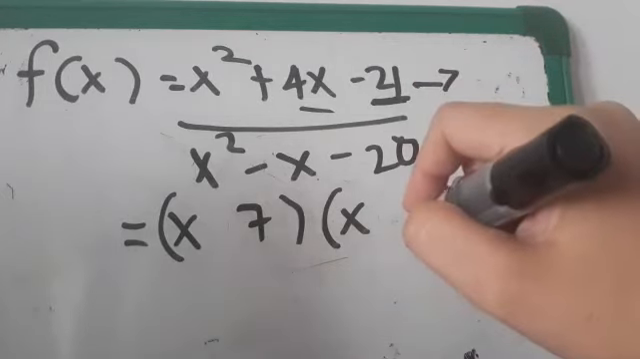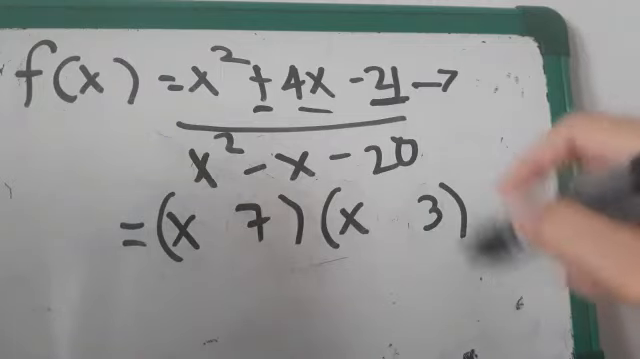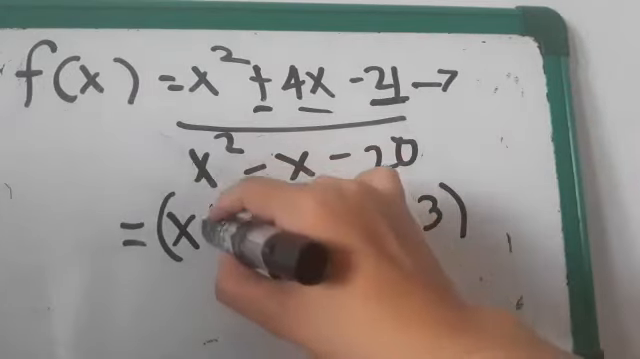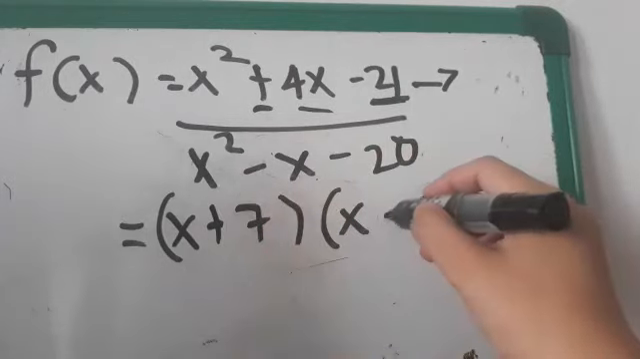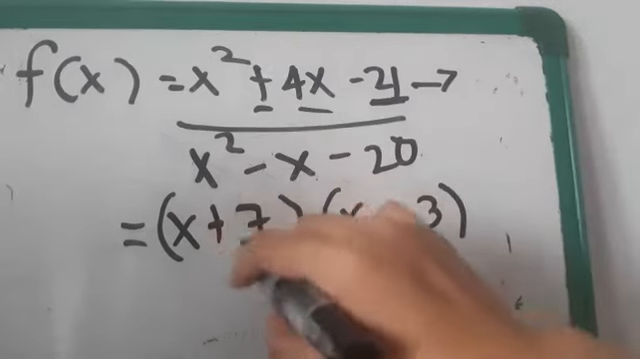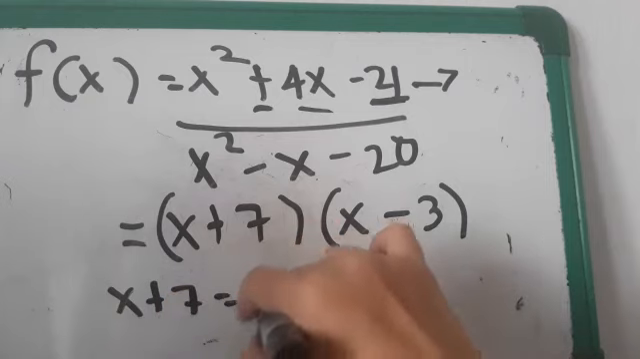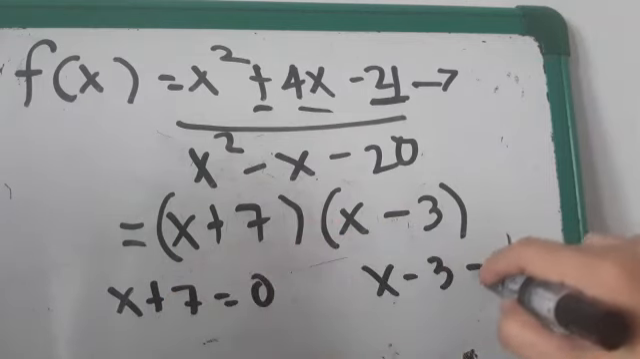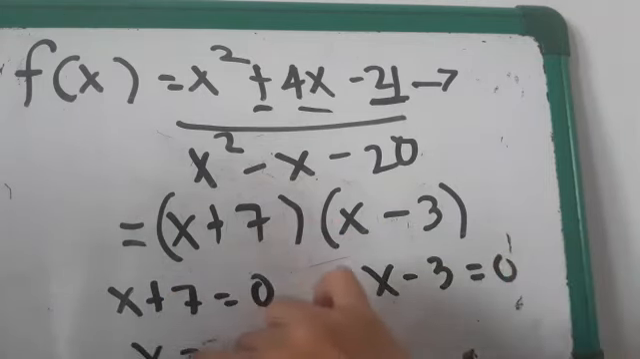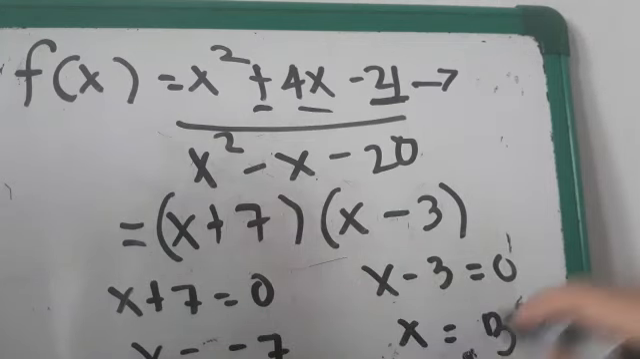Ano ngayon ang sign na gagamitin natin para magkaroon tayo ng positive 4x? So, syempre, yung mas mataas, yun ang gagamitin natin para positive siya. Ayan. So, ngayon, pag inequal mo sila sa 0, x plus 7 and x minus 3 equal to 0, makukuha mo is x equals negative 7 and x equals 3. So, yun ang ating x-intercept.